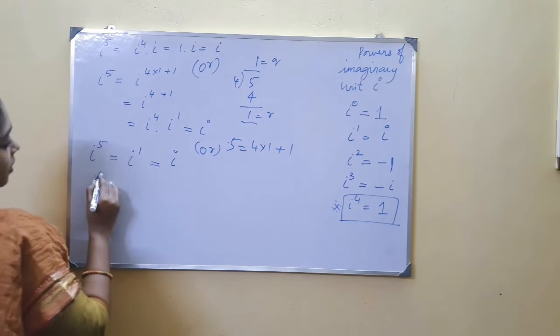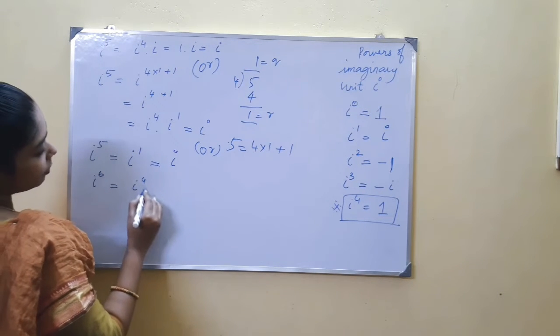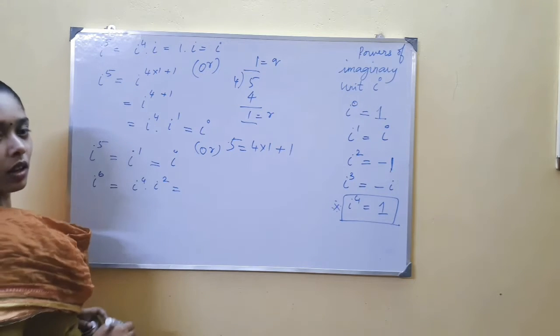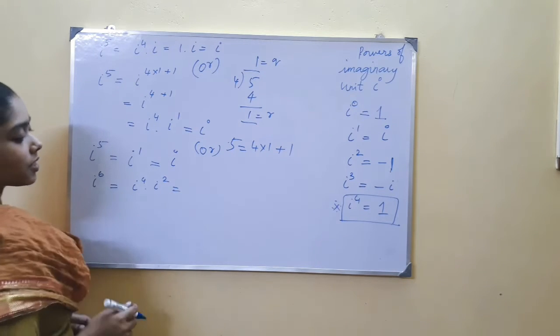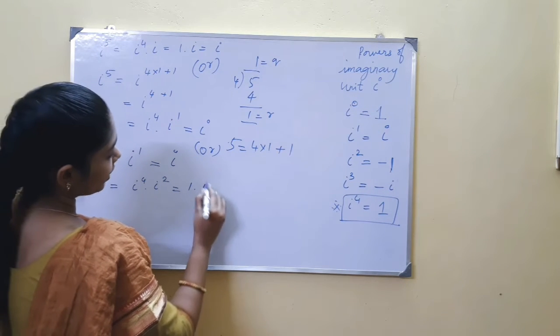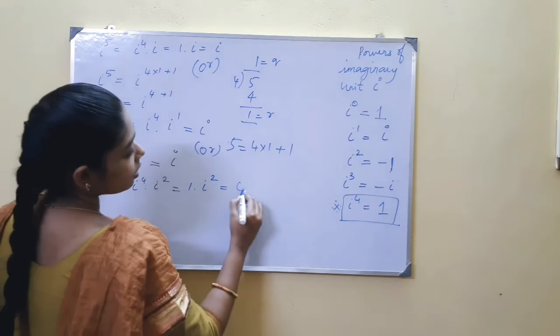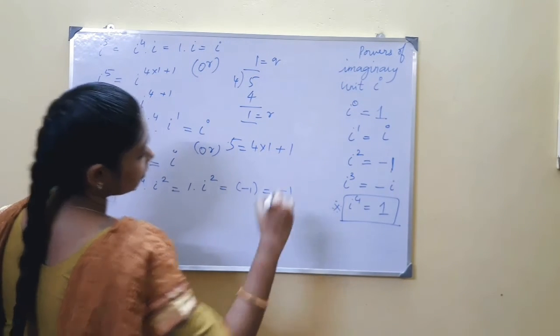If you take i power 6, this can be written as i power 4 into i power 2 also. Base same, powers can be added, it gives me 6. What is i power 4 value? 1 into i square. So i square value is minus 1. So your value is minus 1.